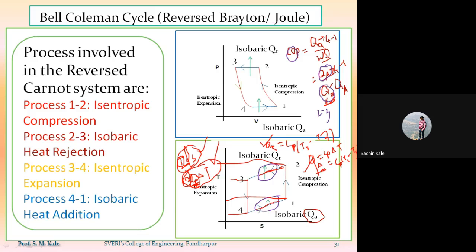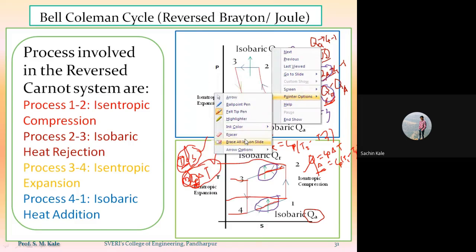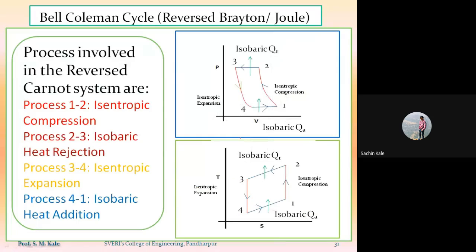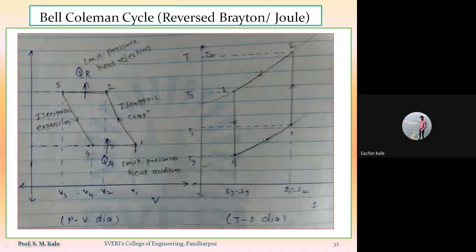So here, as I have calculated the value of QA and the value of QR, I am able to put those values of QA and QR in the formula of COP, and get the value of COP of the Bell-Coleman cycle. Whatever previous PV and TS diagram I have drawn, the same diagram I have taken from my notes. So this is the PV and TS diagram of the Bell-Coleman cycle.